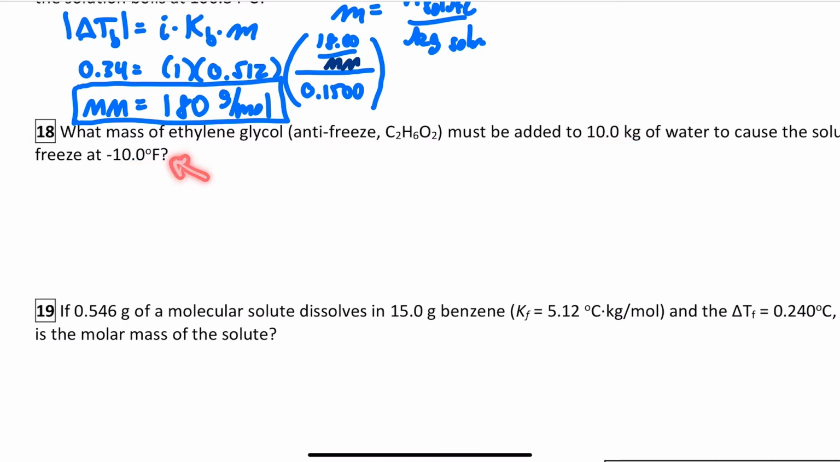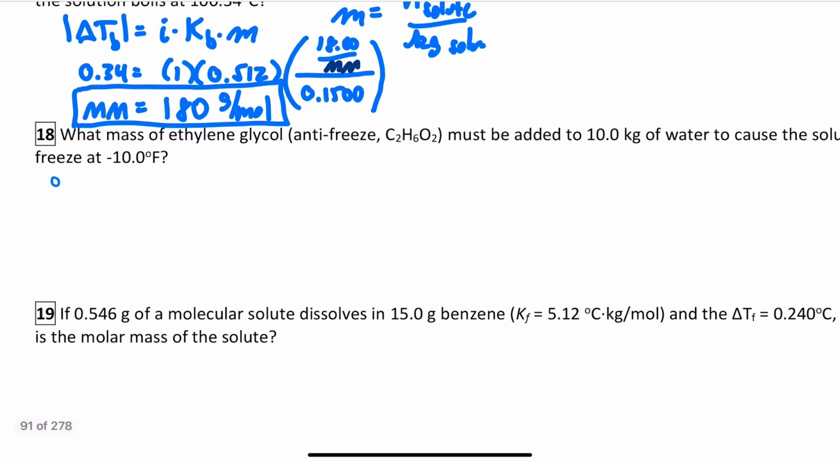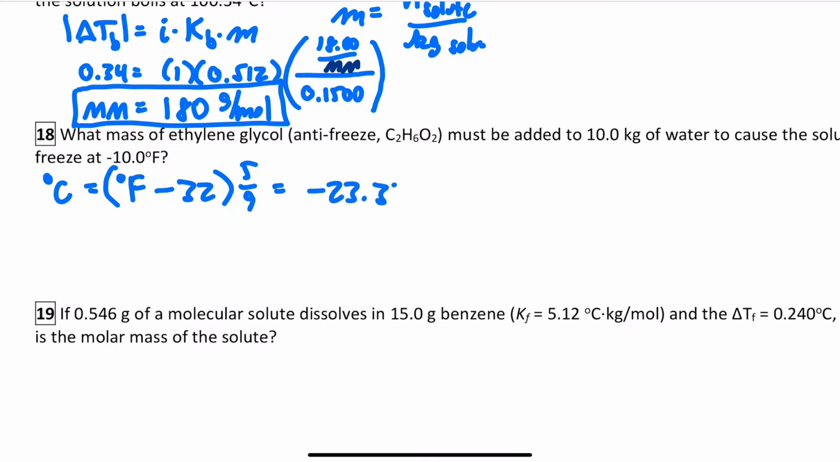Ugh, the first thing I notice is that it's in Fahrenheit. We have to change our Fahrenheit into Celsius. So remember the Celsius temperature conversion, we don't use this that often, but it's good to know it, is the Fahrenheit temperature minus 32 and then times 5/9. So if I plug in our -10, you get -23.3 degrees Celsius. That actually is the delta T, because water freezes at 0. So if it's freezing at 23.3 below 0, that's our delta T.